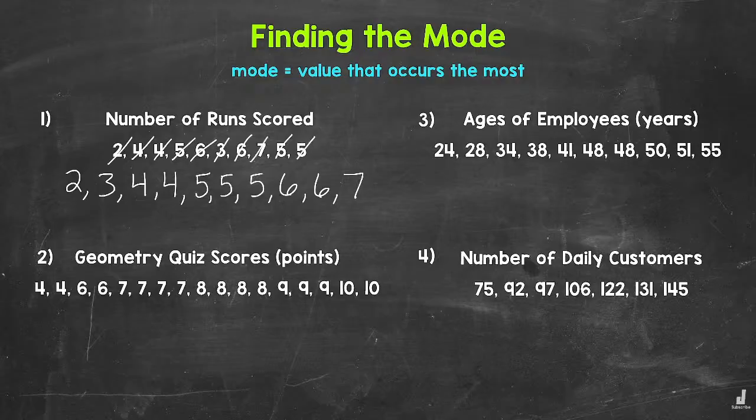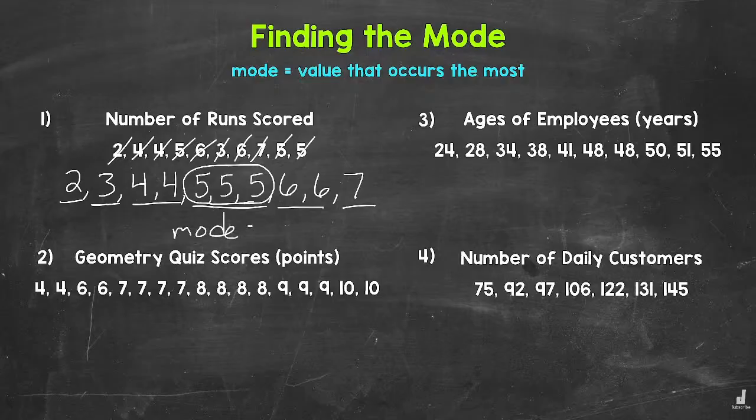So which number of runs occurs the most? Well, 2 occurred once, 3 occurred once, 4 occurred twice, 5 occurred 3 times, 6 occurred twice, and 7 occurred once. So 5 runs occurred 3 times, which was the most. So that is the mode. The mode is 5 runs.